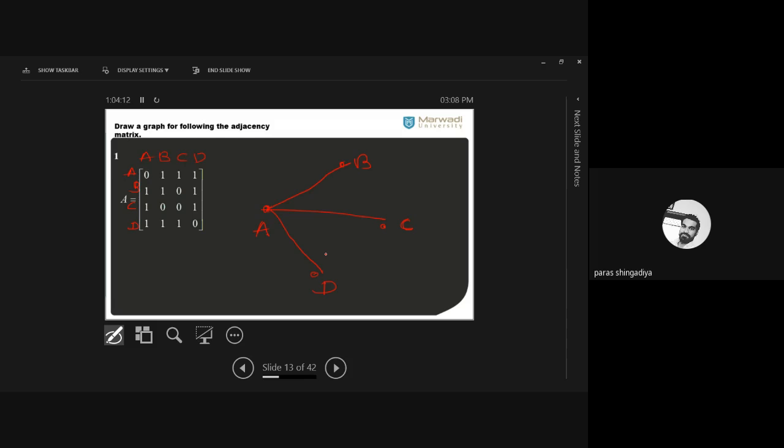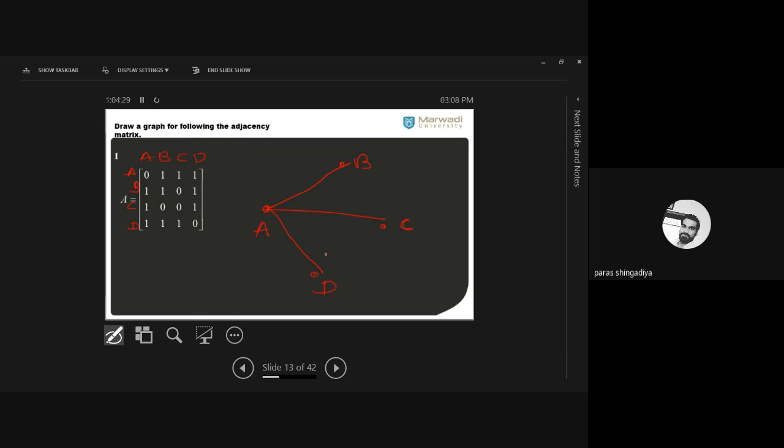And now the second row. Clear? For B, the second vertex. B to A is already connected, so we do not need to create the edge again. We have already connected it, so do not create one more edge from B to A. Clear? So that is now fixed.